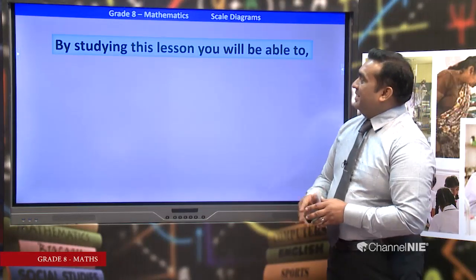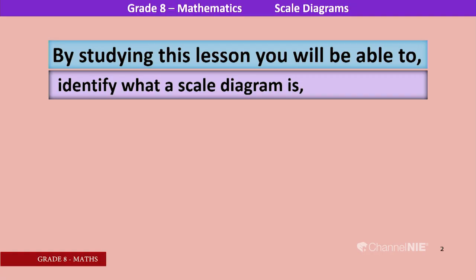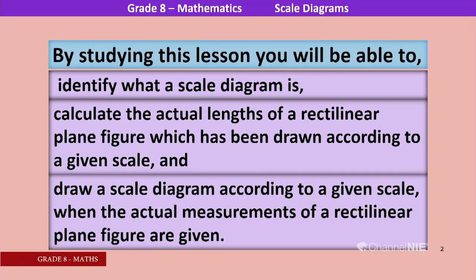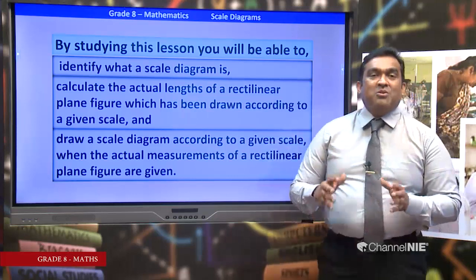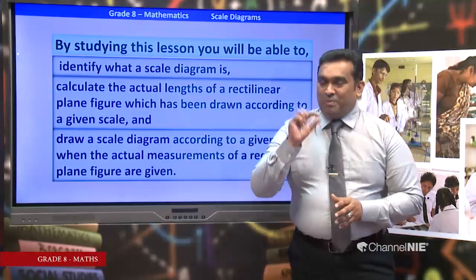By studying this lesson, you will be able to identify what a scale diagram is, calculate the actual length of a rectilinear plane figure which has been drawn according to a given scale, and draw a scale diagram according to a given scale when the actual measurements of a rectilinear plane figure are given. These are the learning outcomes of the scale diagram. Right now we can discuss each topic separately.